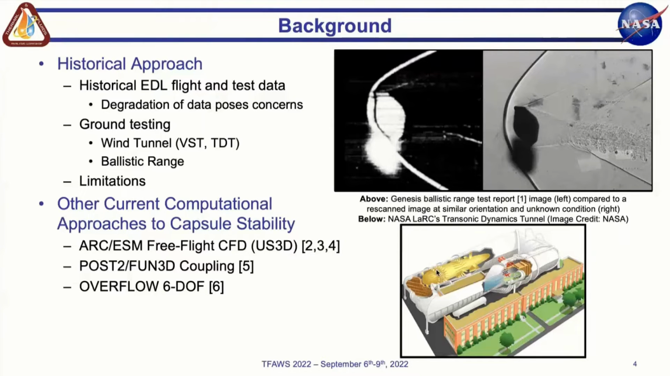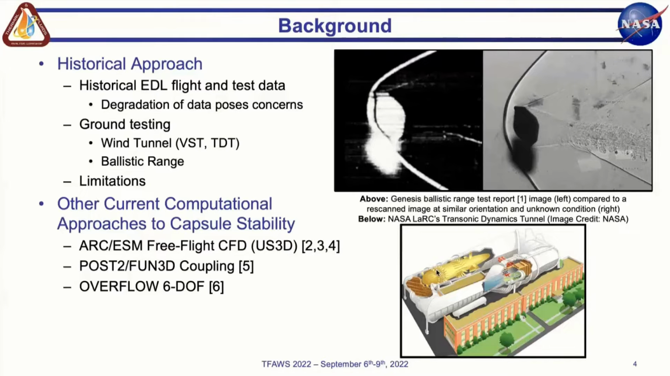One good example that I have here at the top of the screen is even with our historical test reports, as things have been migrated to digital servers, there's a natural loss in fidelity of that data just as they're scanned onto the archives. I've got a comparison here from the Genesis ballistic range test report, where the images on the test report are shown on the left, and then a rescanned film from the shadowgraph of the test is shown on the right. And as you can see, there's a lot more information about what's going on in the flight test, or the ground test, for this case, in the rescanned image, but sadly those rescanned images aren't always available.